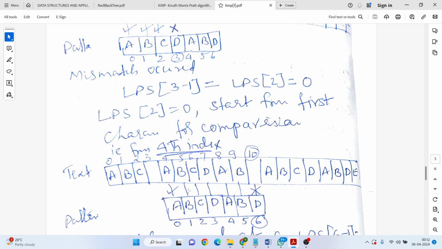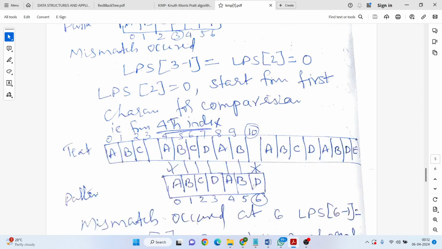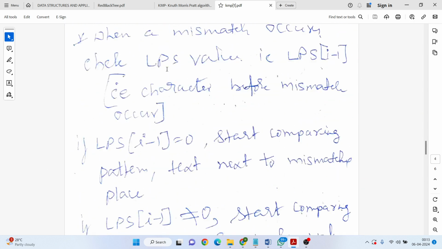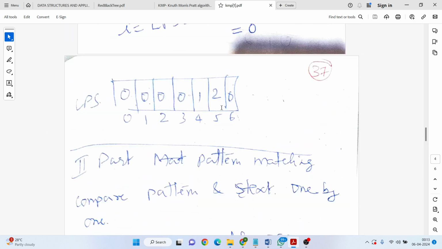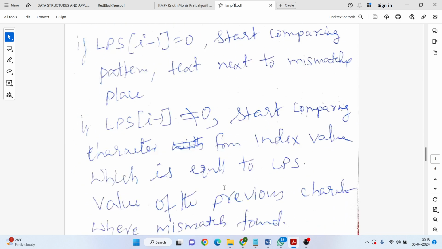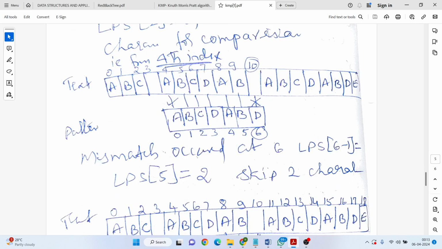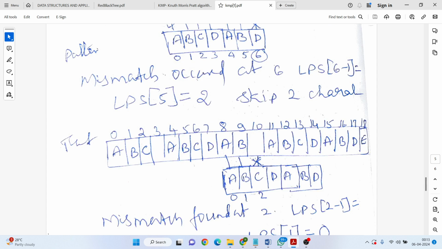A matched, B matched, C matched, D matched, A matched, B matched, mismatched. At 6. At 6 these two characters are not matching. So LPS of 6 minus 1. LPS of 6 minus 1 is LPS of 5. LPS of 5 is 2. So two characters behind where the mismatch was found. Here the mismatch was found. From here you have to start. That is the meaning. Here the mismatch was found, two characters behind. A, B, C, D like that.